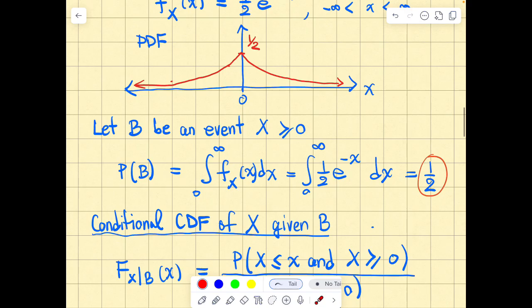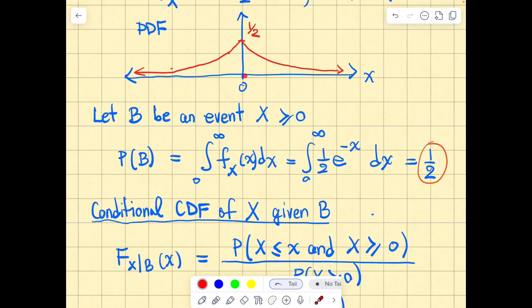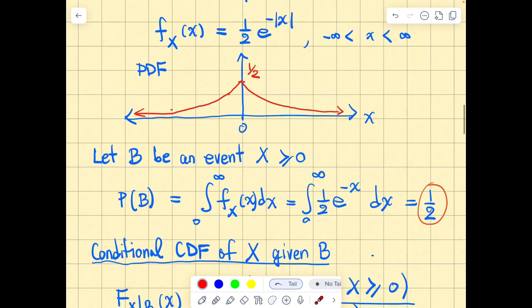Okay. So first we're gonna find the probability of this event. That means we want to find the area under the curve from 0 to infinity, because that's what this is, when x is bigger or equal to 0. So the PDF is this. We want to integrate from 0 to infinity. So the PDF again is 1/2 e to the power minus x.